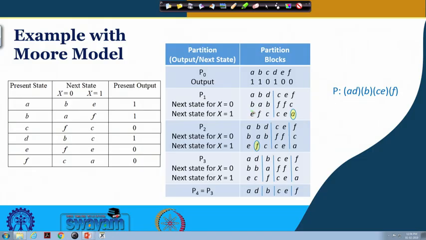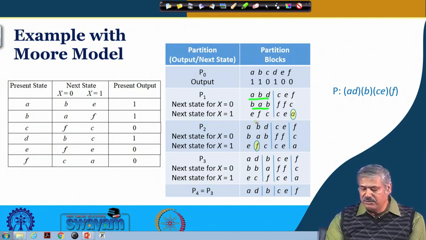So for the first case, A, B, D, this particular block, the next state for x is equal to 0 is B, A, B, and B, A, B. So all of them are belonging to the first block. And next, for x is equal to 1, it is E, F, C. All of them belong to this block. So no partitioning is required in this particular case.